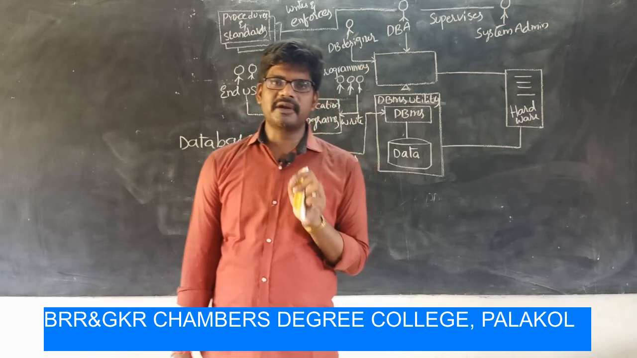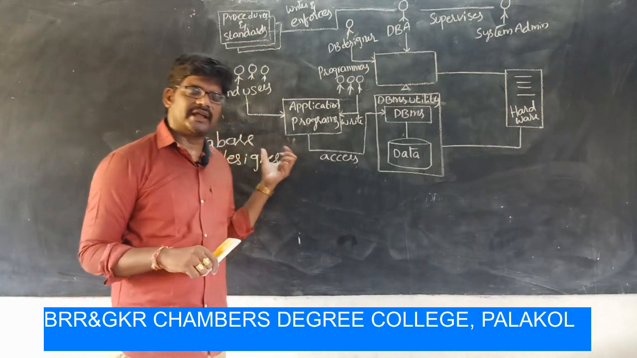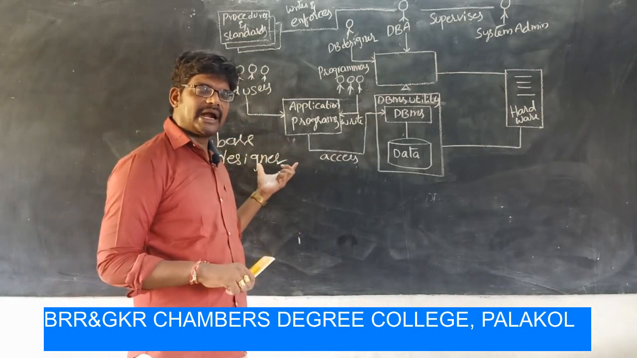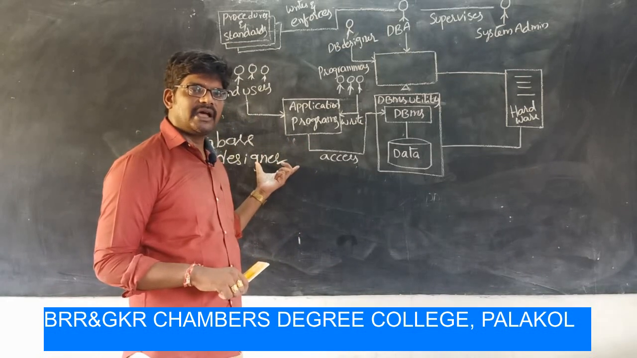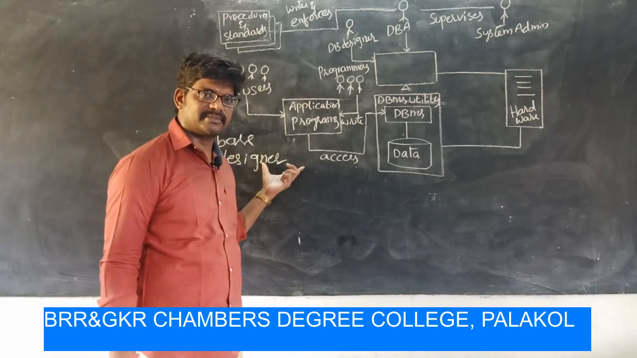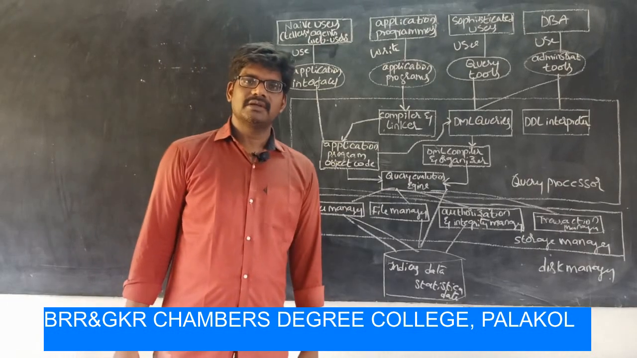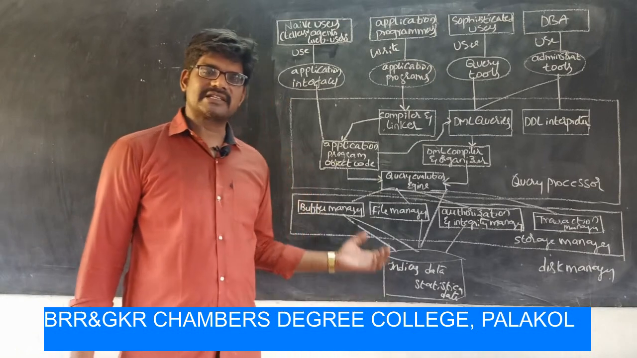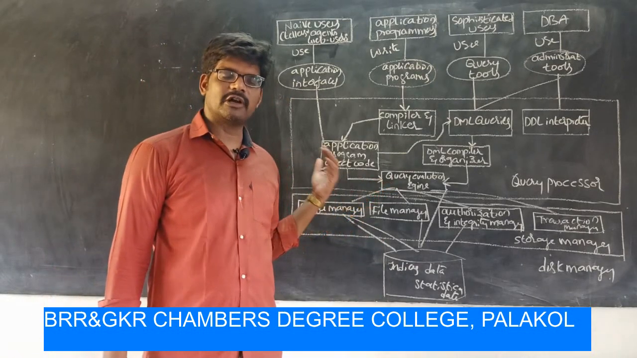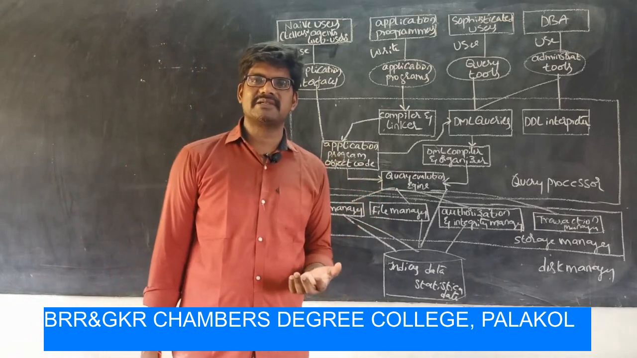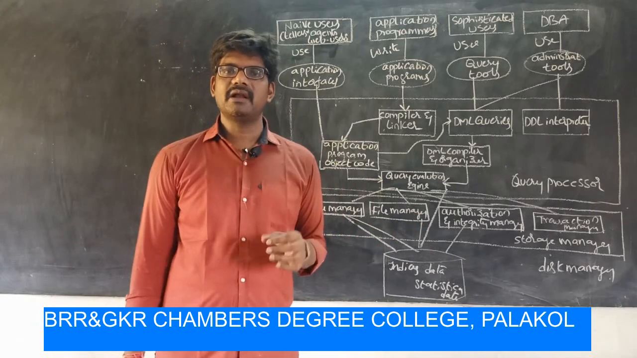Okay, so what are the components we are now discussing? That is hardware, software, procedure, data, and people involved in the database system environment. I hope you are understanding this concept. So in the previous part, we were discussing the components of the database management system. What are the components involved? Hardware, software, procedure, people, and data.